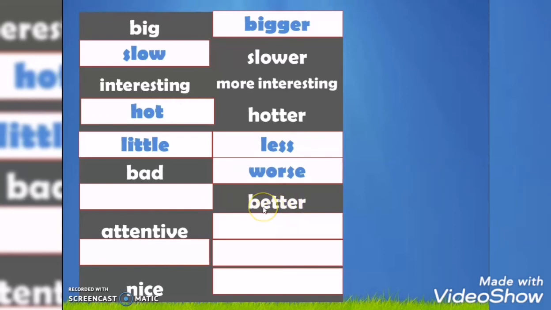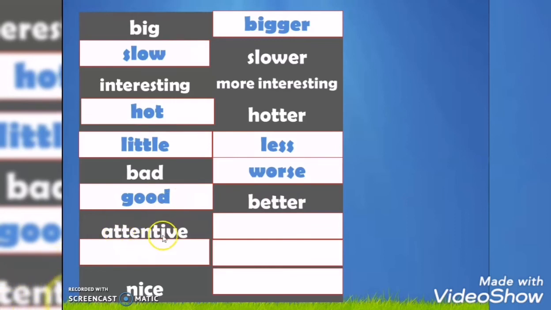So what is the base form of better? It is good. If I want to compare between two people or two things or two cars, for example, I say this car is better than that car. So instead of using good, we use the word better. I can't use the word gooder. It is wrong.